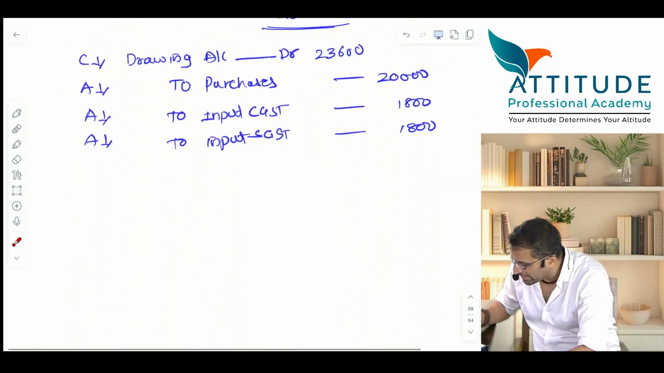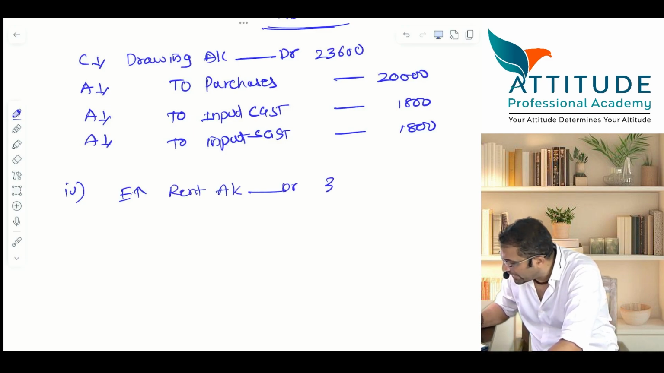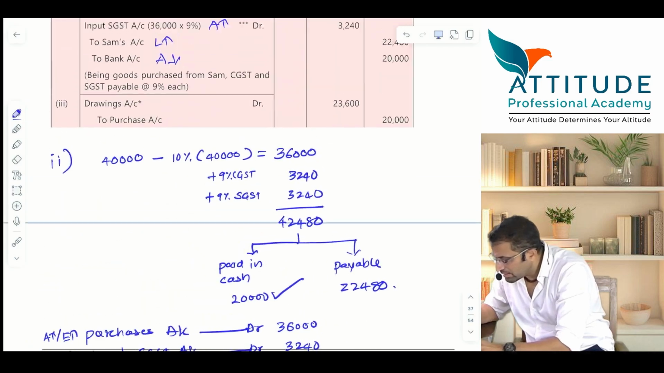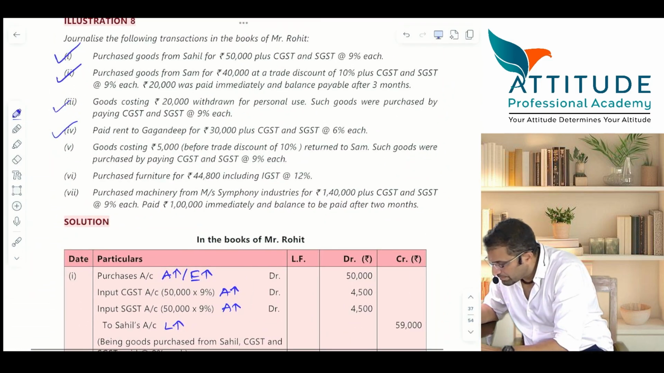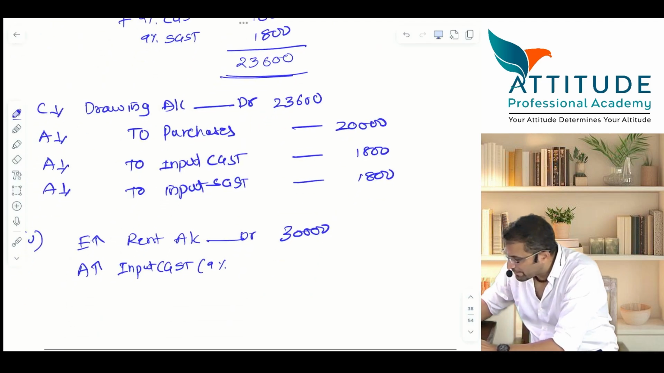Tell me directly. I'll put the entry. Expense increases. Tell me. Rent account debit 30,000. Now asset increases. Input. Input what? CGST, which is what percent? 6 है. हाँ 6 है. Sorry, 6% each. Okay, I said 9%. Okay, 6%. चलो.